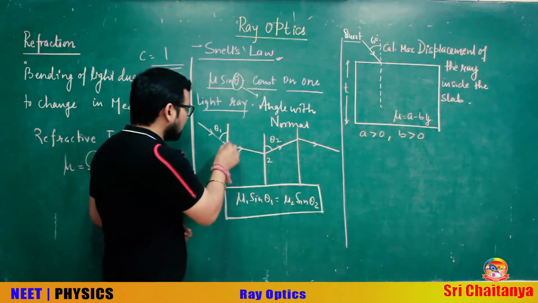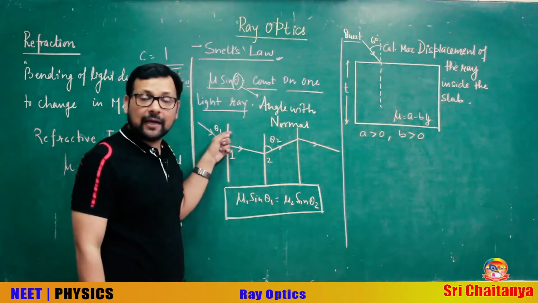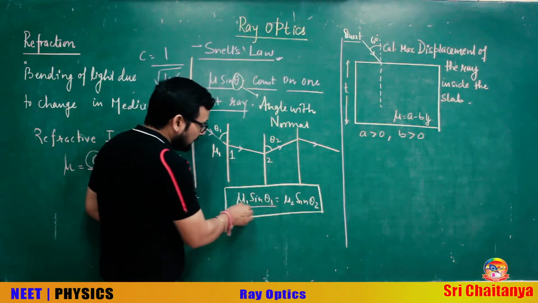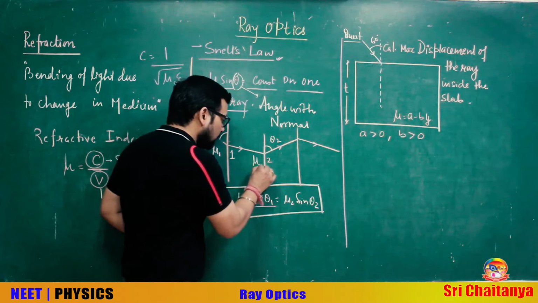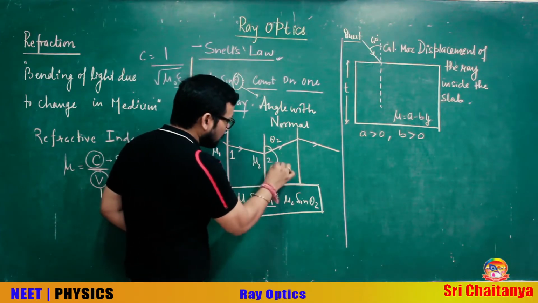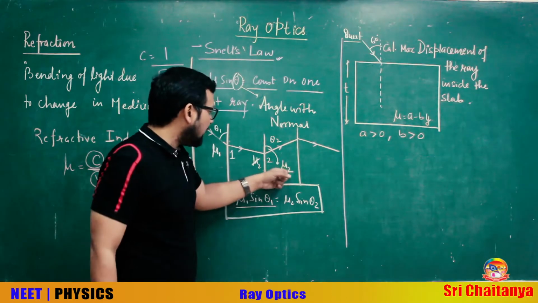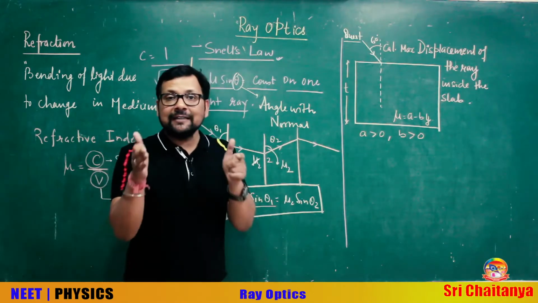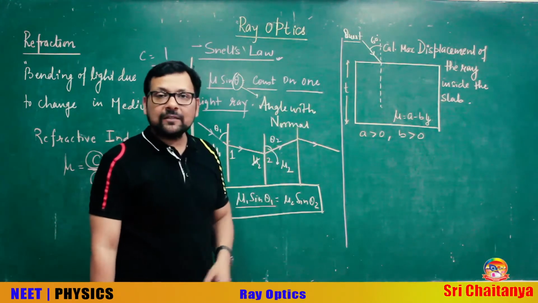So if at point 1 the refractive index is mu1 and the angle with the normal is theta 1, the product is mu1 sine theta 1. And at point 2, if the refractive index is mu2 and the angle here is theta 2, we have to write mu2 here. So mu2 into sine theta 2. These two products need to be constant. On that basis, we can see one question.